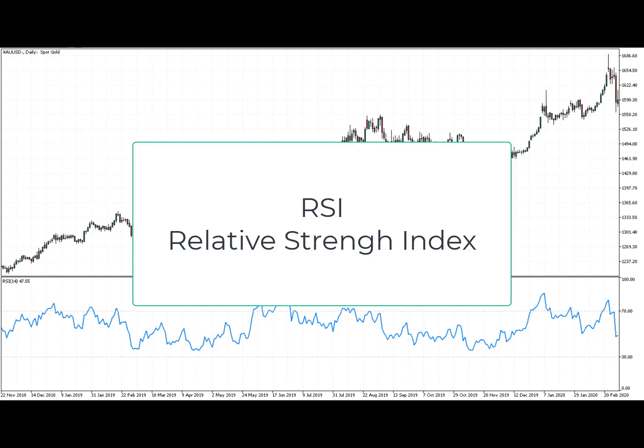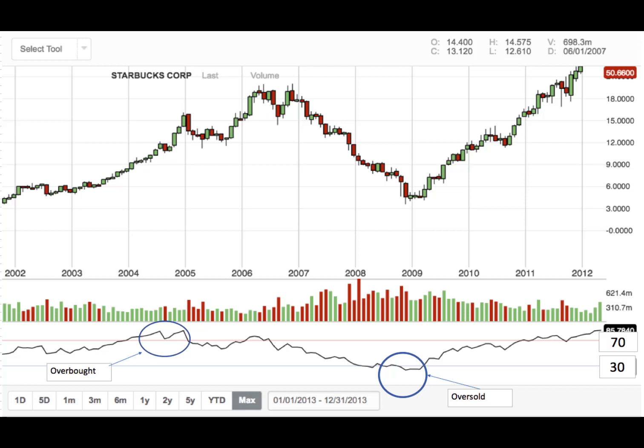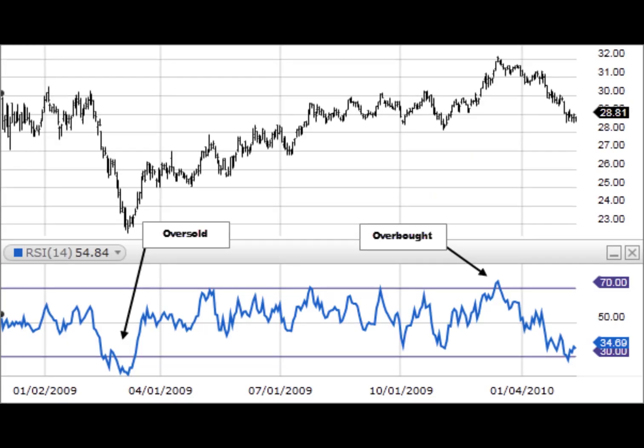The Relative Strength Index, or RSI, is a technical indicator used in the analysis of financial markets. It is intended to chart the current and historical strength or weakness of a stock or market based on the closing prices of a recent trading period. In this chart, the market value increased after the RSI climbs above the 30 level.